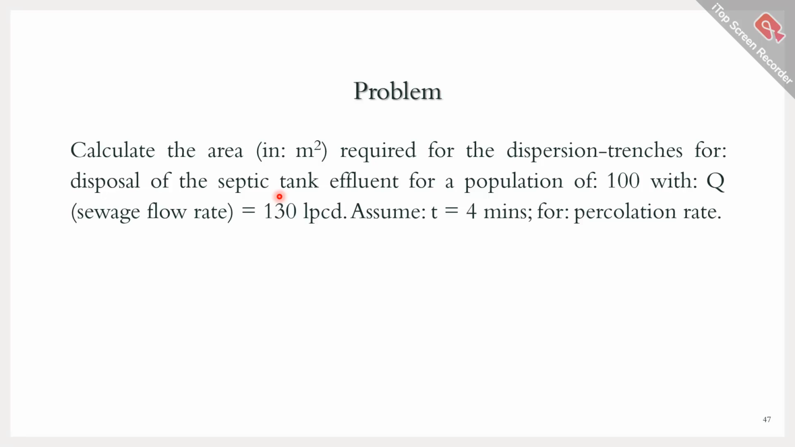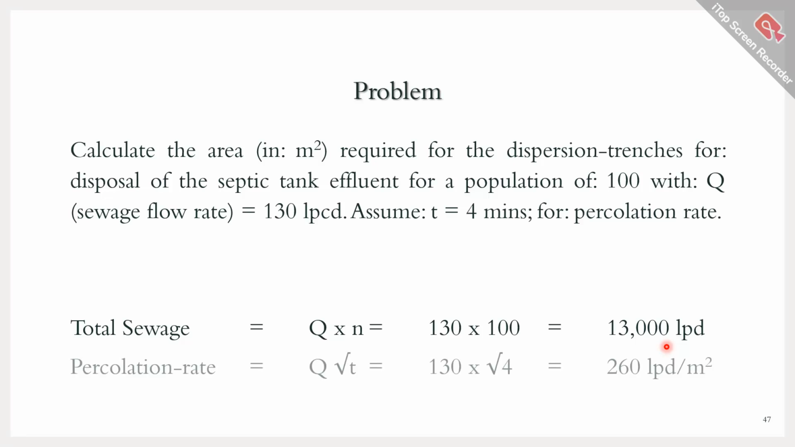We'll proceed with the solution. So total sewage is nothing but the per capita sewage flow rate into the total population. That means the volumetric flow rate per capita Q into N, the total population, which is 100. Q is given as 130. It gives you 13,000 liters per day. This is the total sewage flow rate, not per capita.